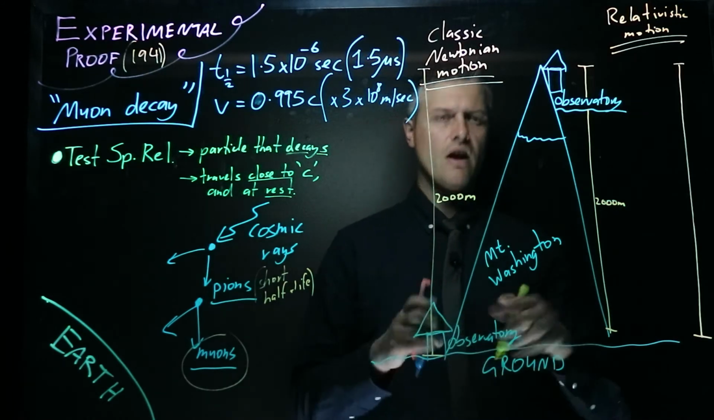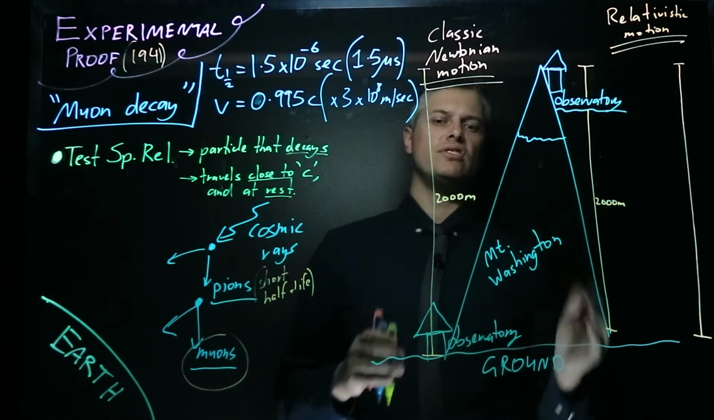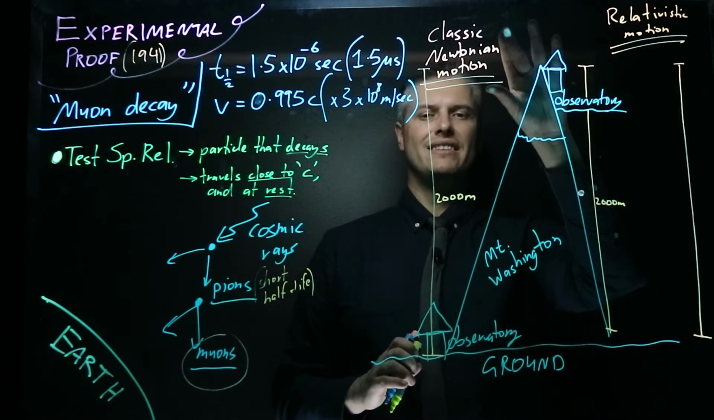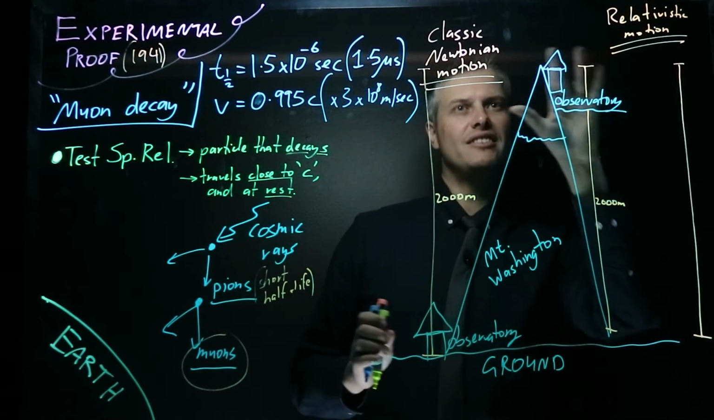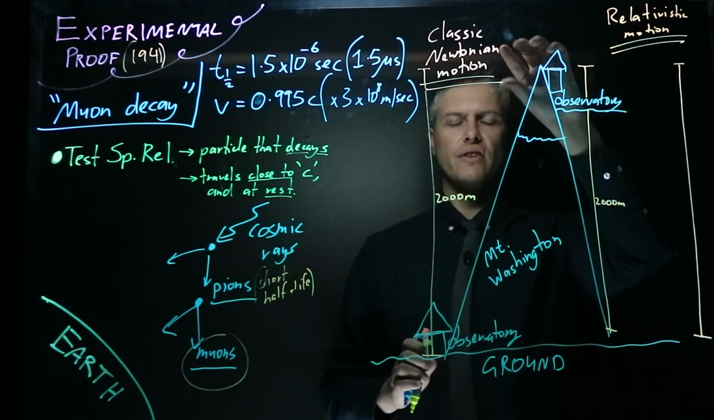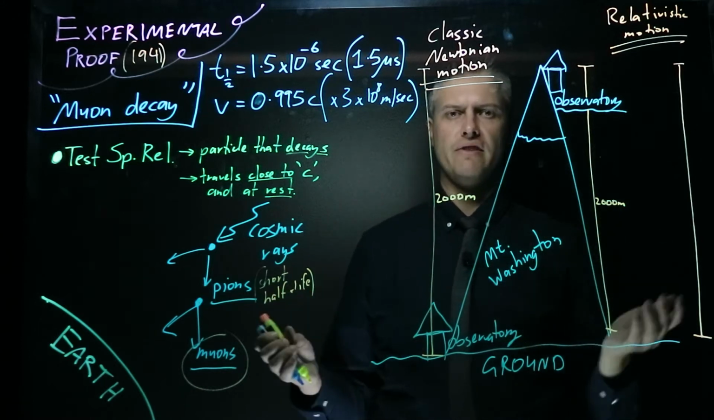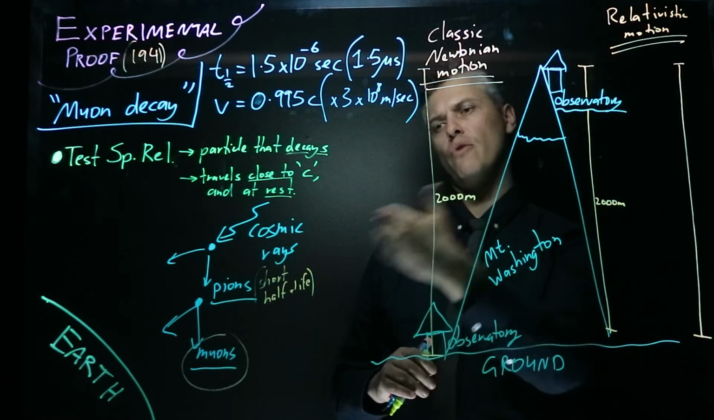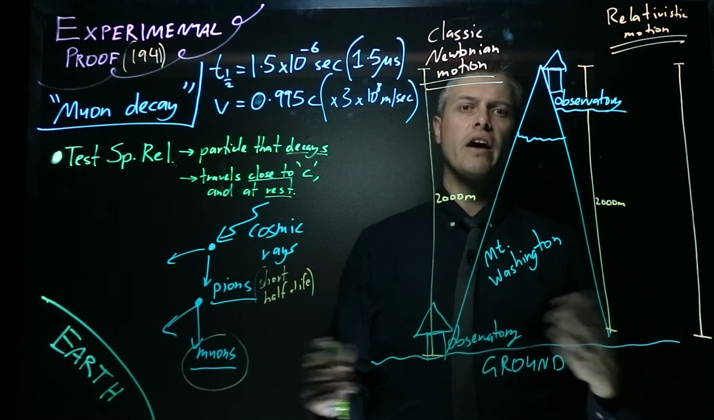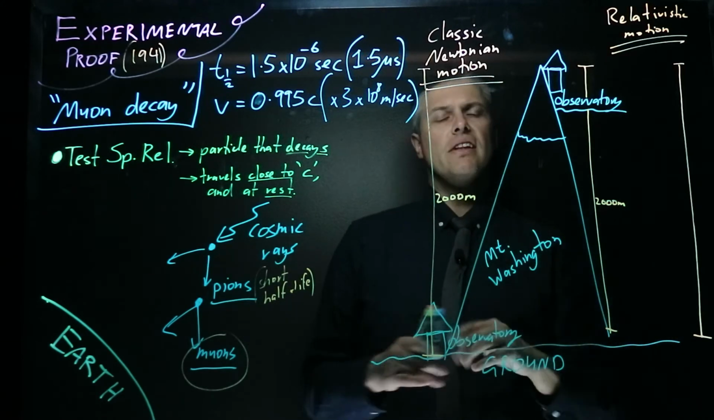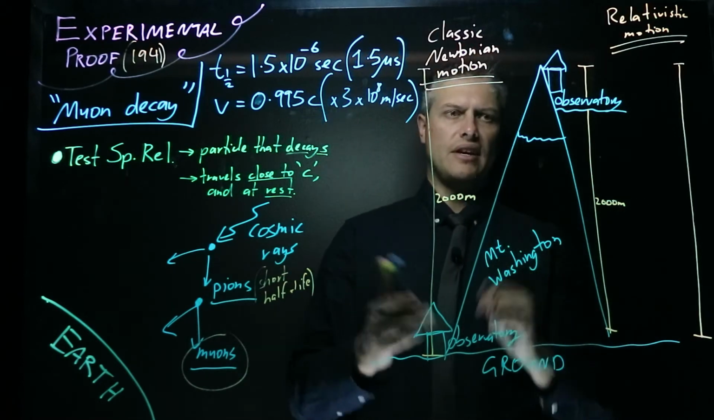Okay, what we have here is Mount Washington, and we've got two different situations. We've got classic Newtonian motion, which is fancy physics words for speed equals distance divided by time. You know, the stuff we do on an everyday basis. So if you go 400 kilometers at 100 kilometers an hour, it'll take you 4 hours. Okay, so let's actually use this as our starting point.